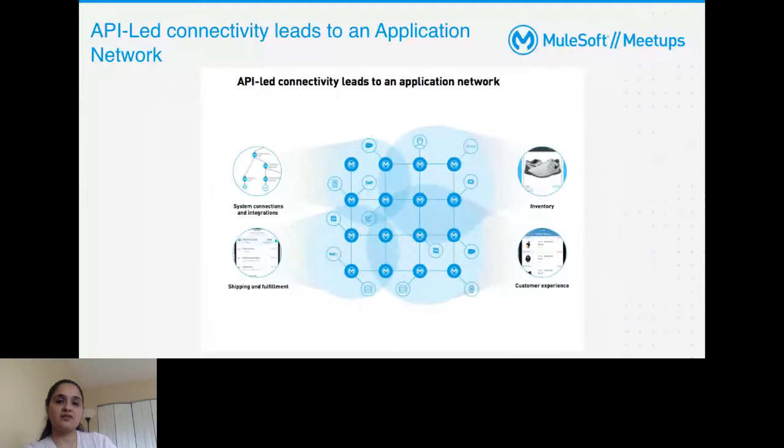Eventually, when more project architectures are converted into API-led connectivity architecture, it becomes a kind of API network, which is called the application network. Here you can see multiple project APIs connected with each other, looking like a complete network of APIs. So basically, API-led connectivity leads to the application network. Each API represents either inventory, customer experience, shipping or fulfillment, or system connections and integrations.